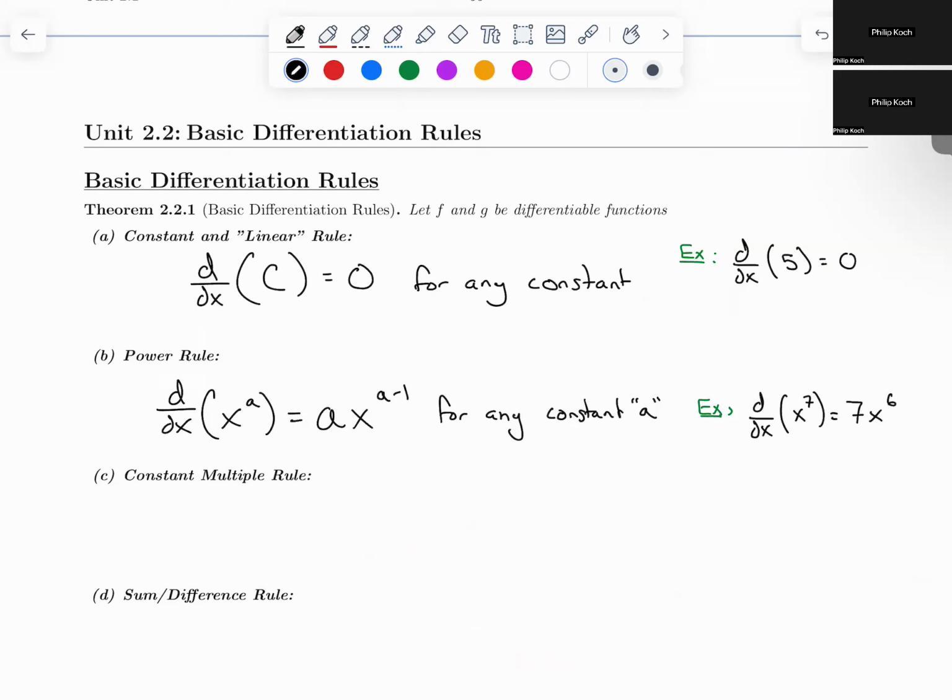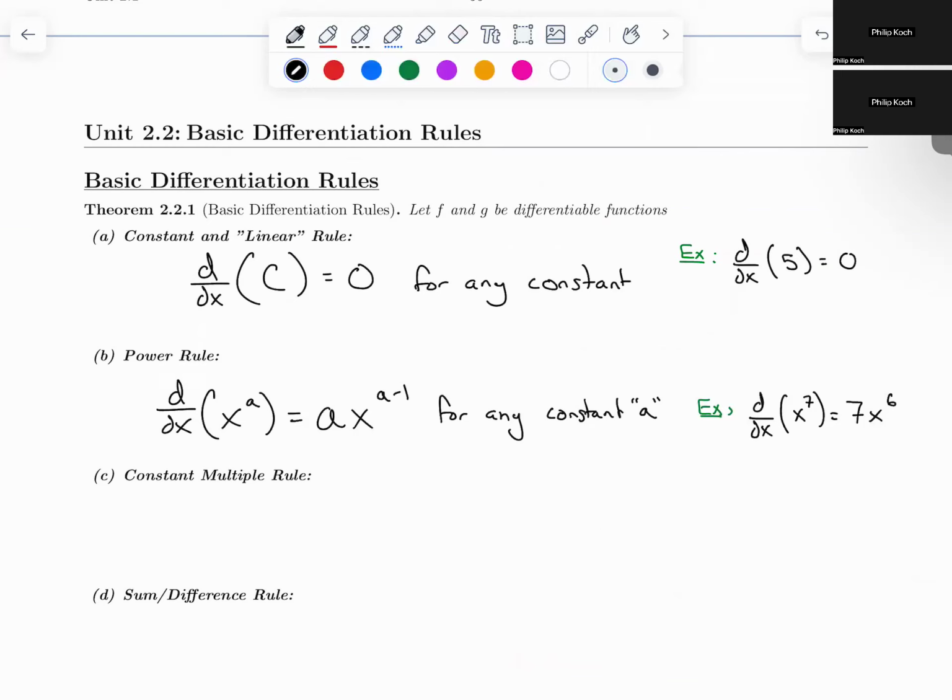You'll see later on, we'll talk about the function y equals x to the x. The power rule does not apply here because the exponent is a variable and not a constant. So if you see this, you have to do it a different way. And we'll talk about that once we get there. We won't see that until 2.5 at the earliest.